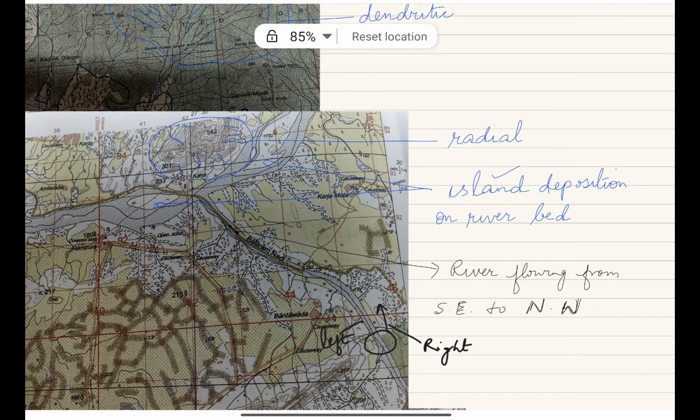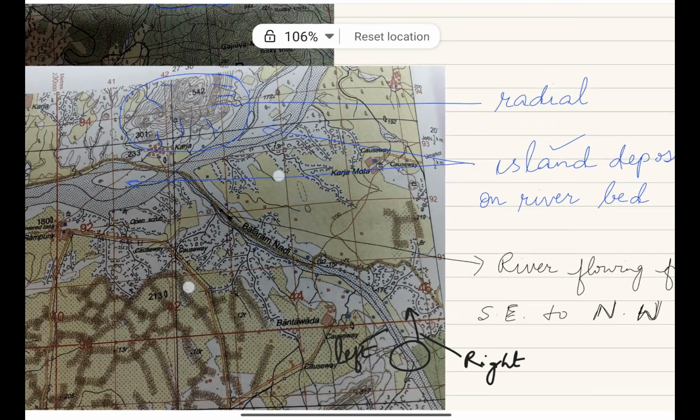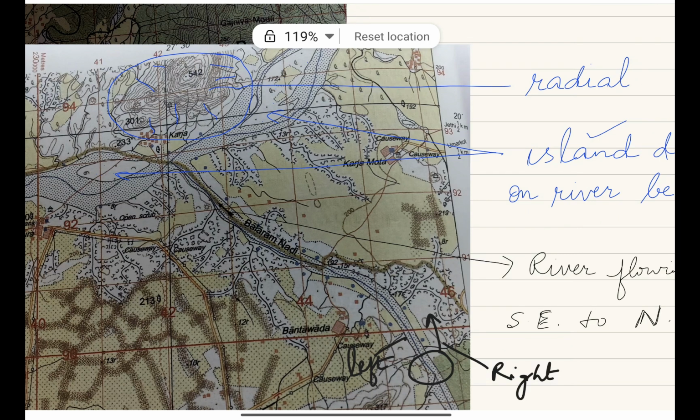Can you see this Balram Nadi? There is one arrow shown here. According to the arrow, we know that this Balram Nadi is flowing from southeast to northwest.